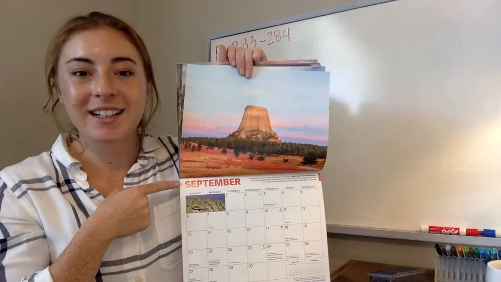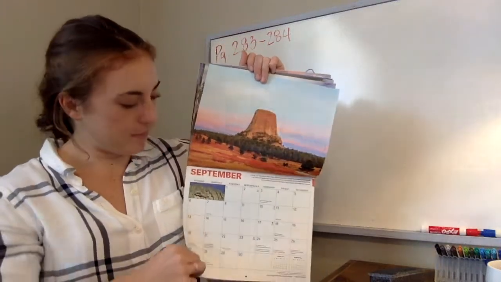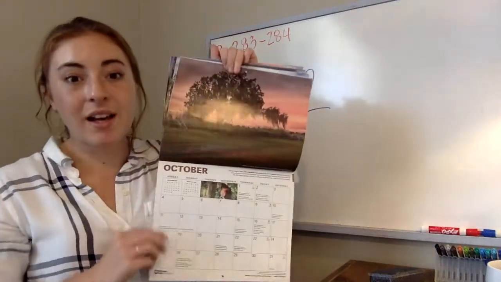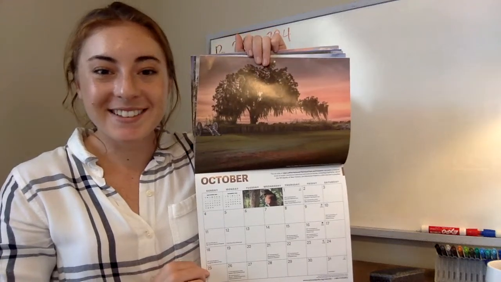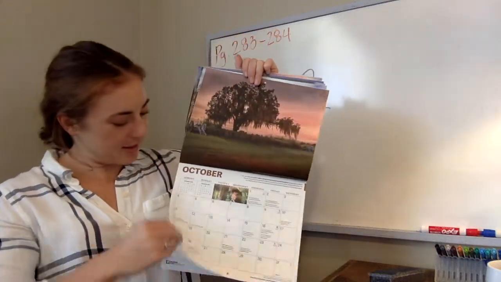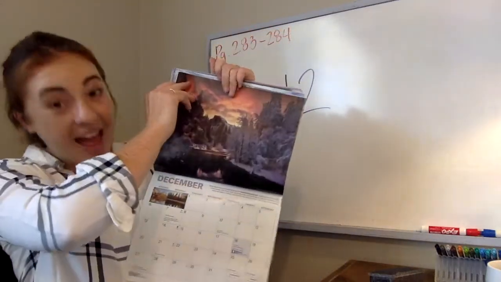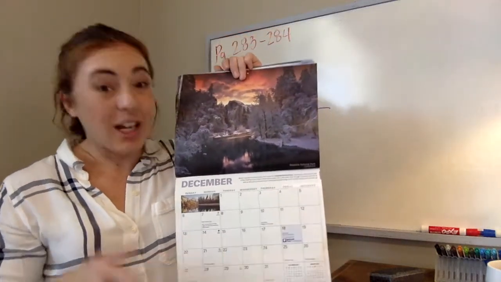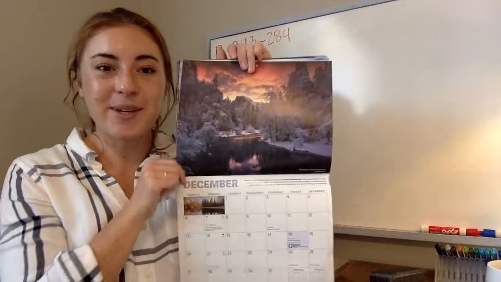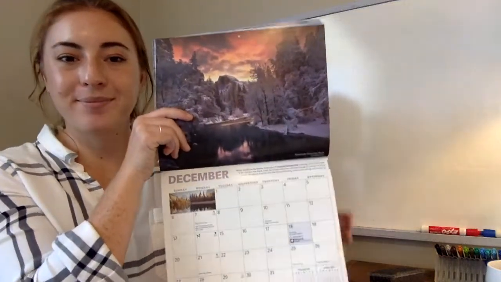September. September. October. October. November. November. And the last month is December. December. What holiday do we celebrate in December?